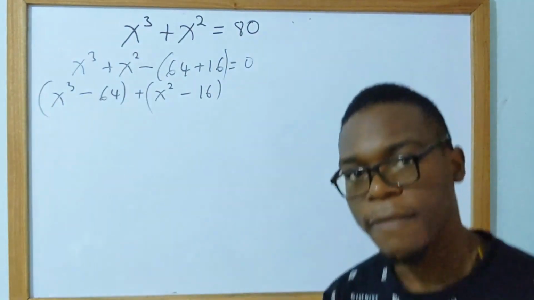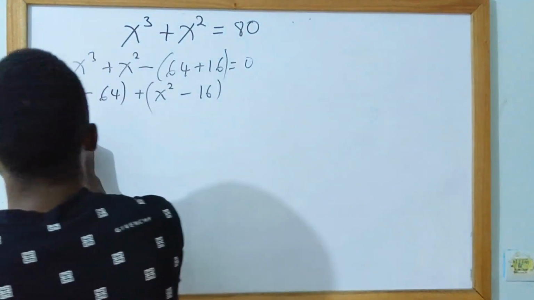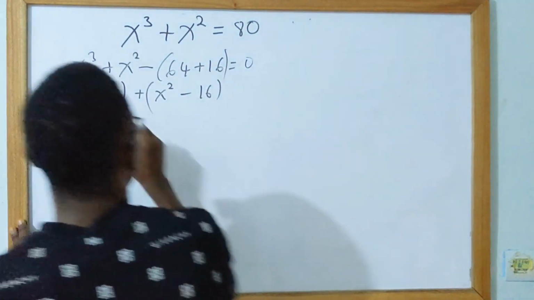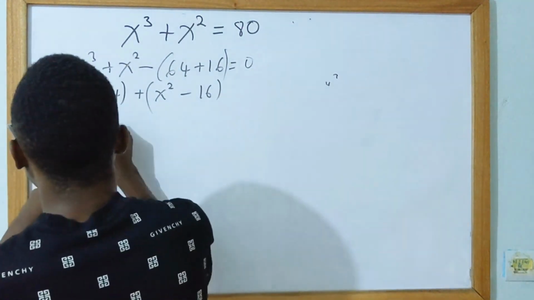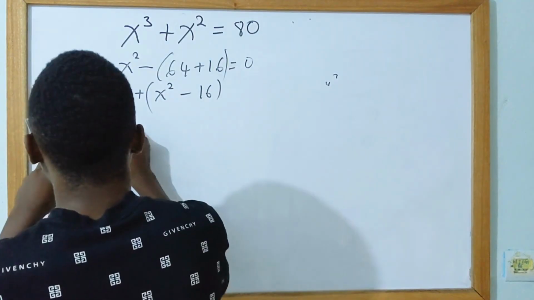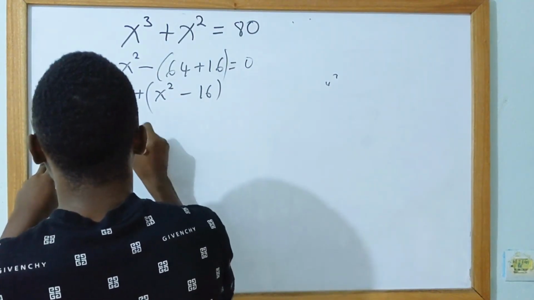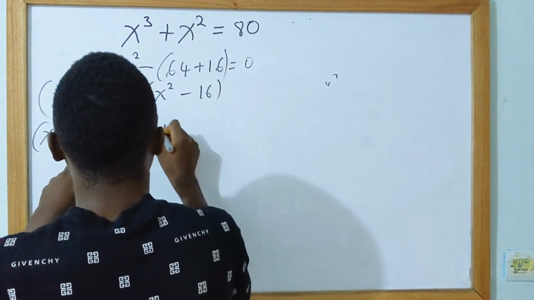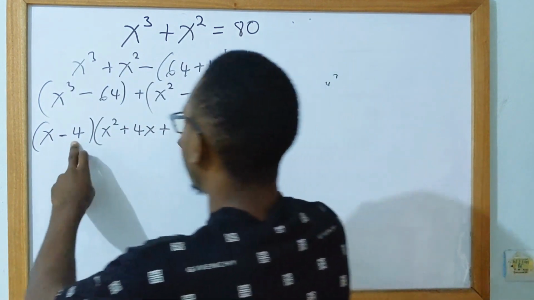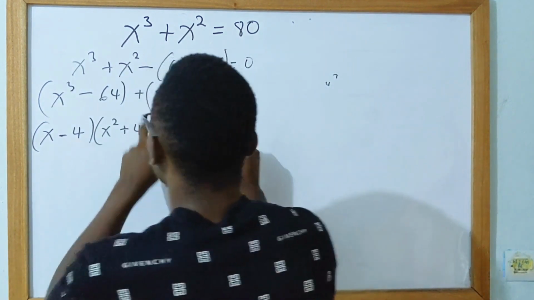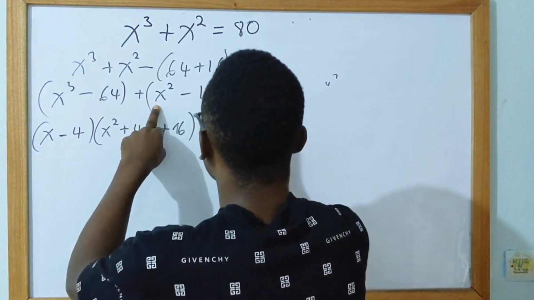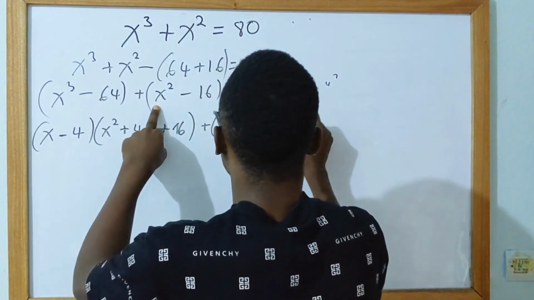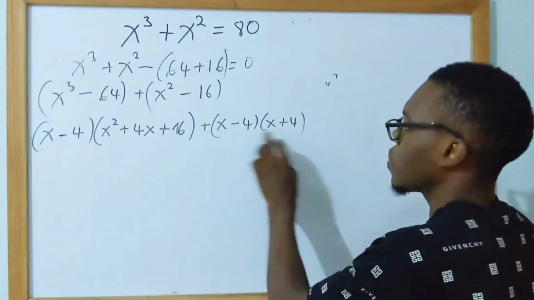Hence, x cubed minus 64, where 64 is 4 cubed, can be further derived to have x minus 4, using the formula, into x squared plus 4x plus 4 squared, that is 16. And on this other side, you are going to have x minus 4 and x plus 4, and if you multiply this, you are going to have x squared.